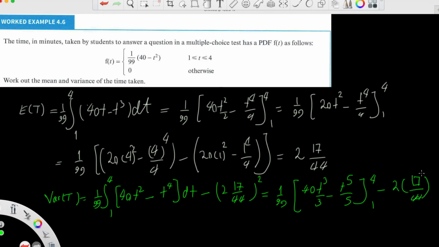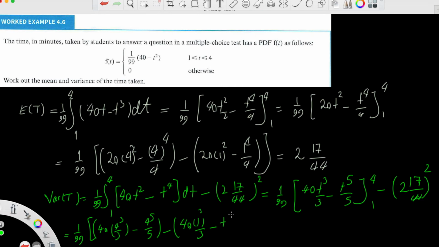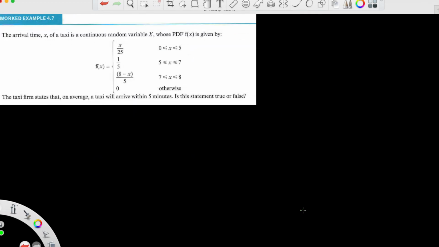2 and 17 over 44, 2 is in brackets, 2 and 17 over 44, so it will be 1 over 99. So 40, I first replace 4 cubed over 3 minus 4 to the power of 5 over 5, then I substitute the lower bound, it will be 40 times 1 cubed over 3 minus 1 to the power of 5 over 5, minus 2 and 17 over 44 whole squared. After calculating and simplifying, you will have 0.723 as the variance.